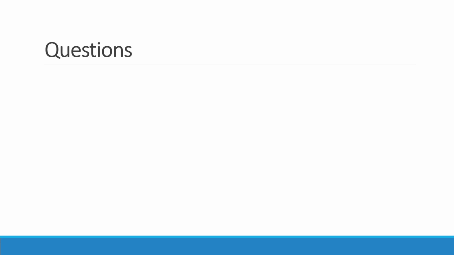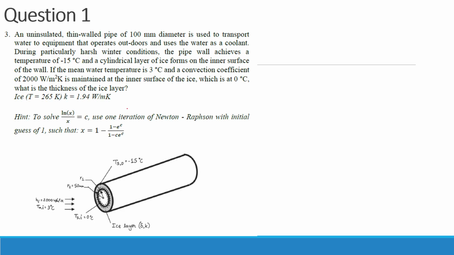So let's start with the first question for the day. The question is: an uninsulated thin walled pipe of 100 mm diameter is used to transport water to equipment that operates outdoors and uses water as a coolant. So that is, we have been given that we are having an uninsulated pipe.